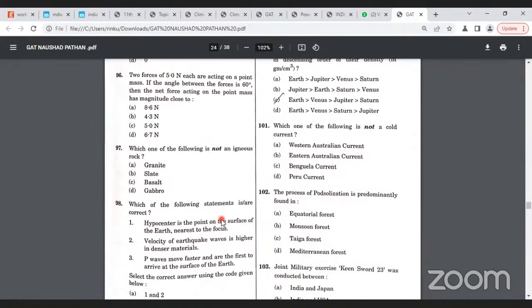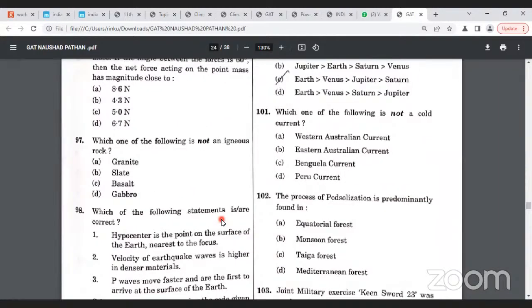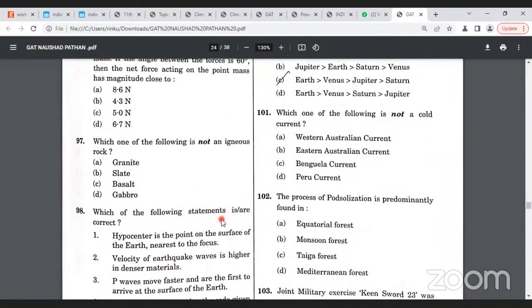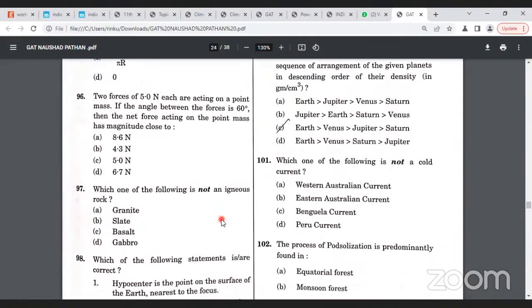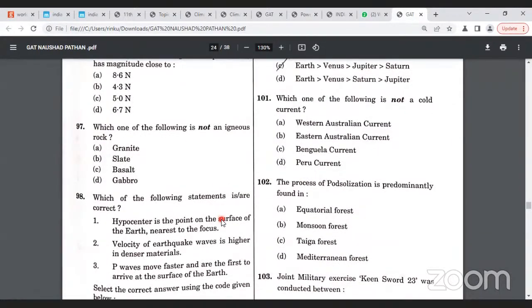Question number 97. Which one of the following is not an igneous rock? The answer should be B, slate. Slate is not an igneous rock. Slate is a sedimentary rock. Granite, basalt, and gabbro are all igneous rocks. So that should be your slate.